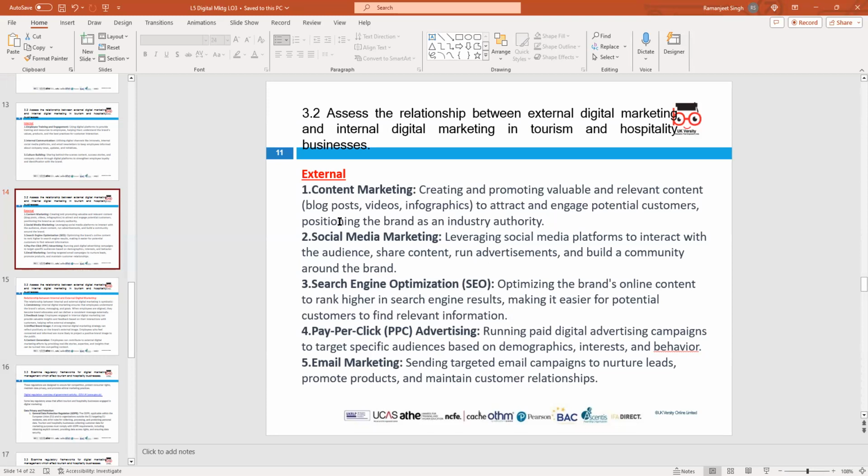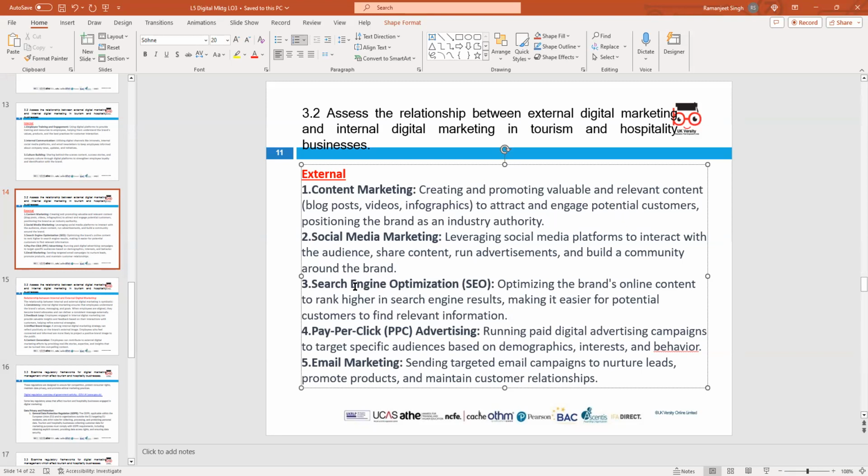Okay, externally, using social media, for example, you use social media to transact or interact with the external world, with the external audience, to share content, to run advertisements, to make sure that you are building a relationship between your company and the customers. So social media is important, social media marketing.